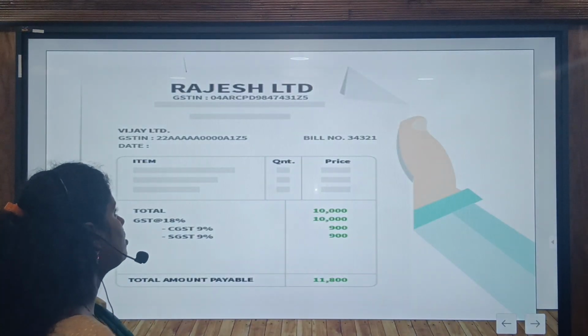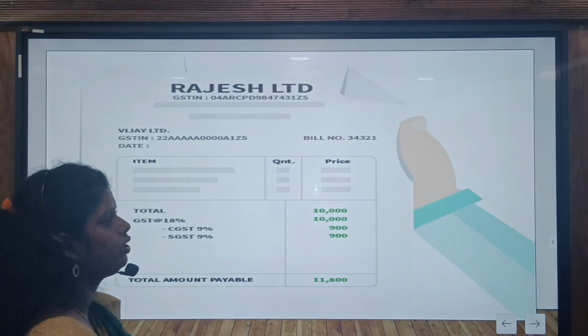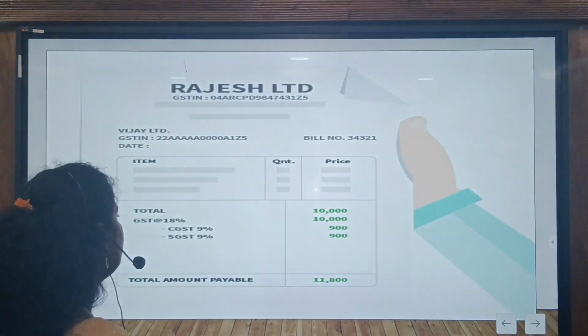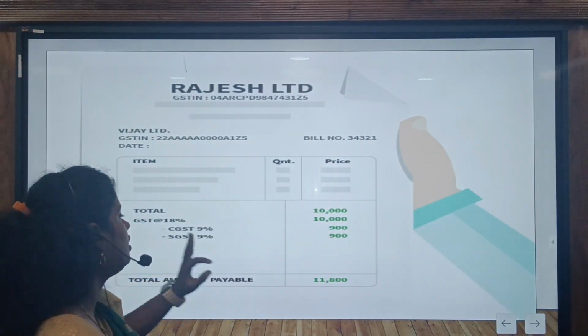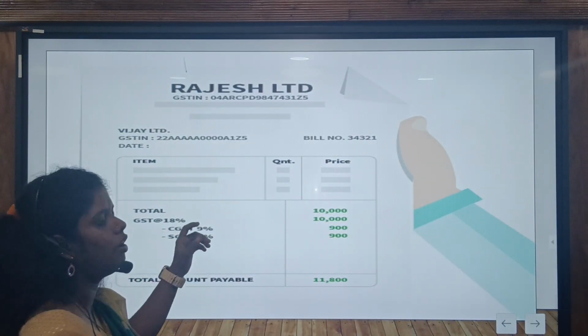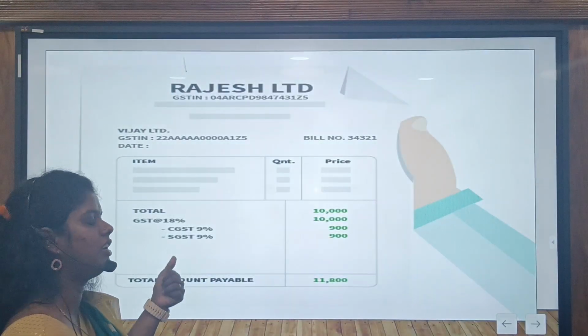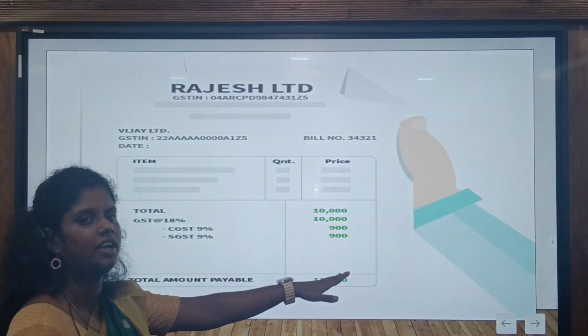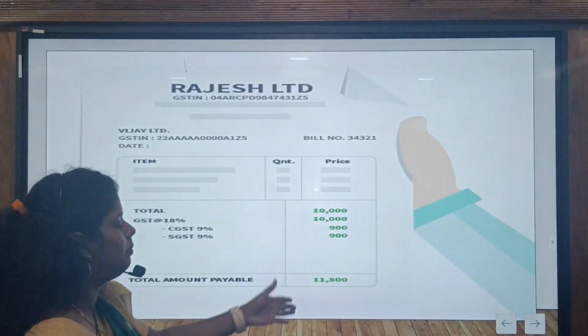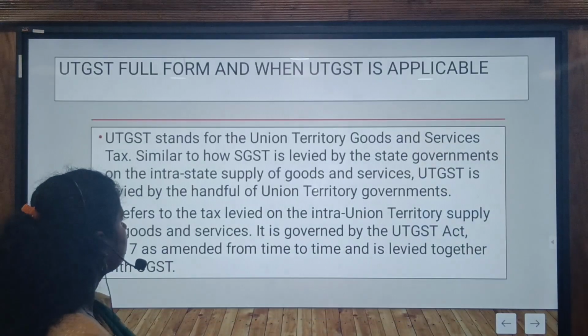So this is the invoice of the particular Rajesh Limited, which is going to sell to Vijay Limited. The total amount is 10,000. On that 10,000, CGST 9% and SGST 9% come to 900 each. So the total of the invoice will be 11,800.